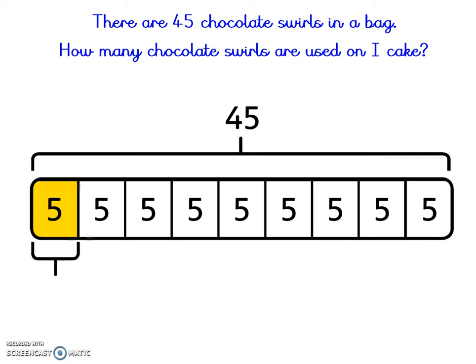And of course we were looking for a unit fraction, we were looking at 1/9. So I've highlighted one of those 9 sections, 1/9 of those sections in yellow, and you can see that that gives me 5. So 1/9 of 45 is 5. So there are 45 chocolate swirls in the bag. How many chocolate swirls are used on one cake? 5 chocolate swirls will be used on one cake.